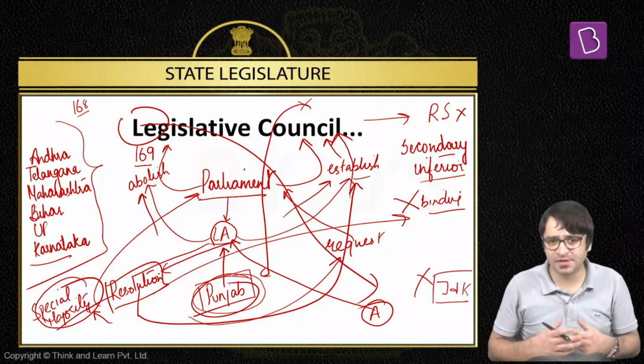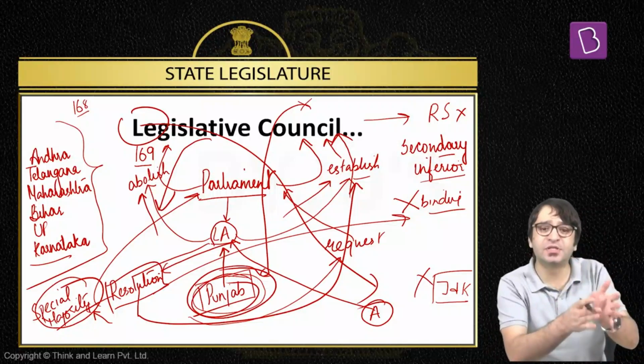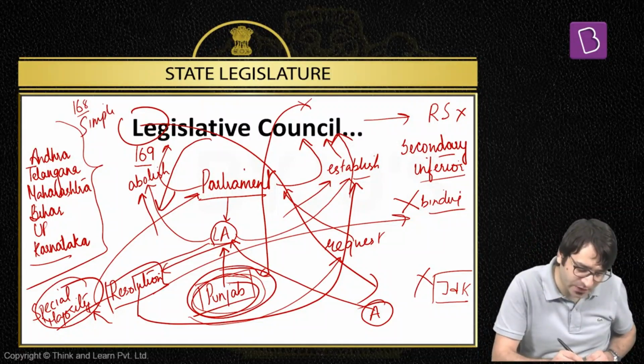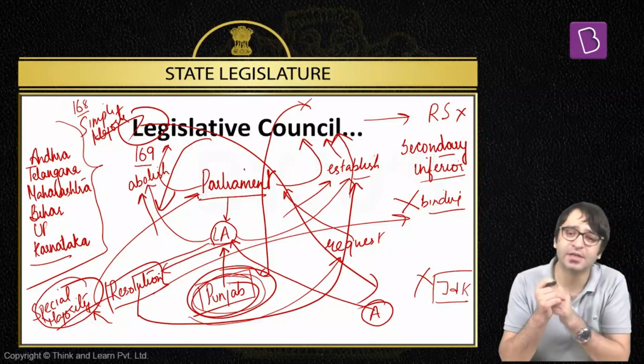Let's say, for example, Parliament accepts the resolution of Punjab. And what will Parliament do? Parliament will pass a law and establish a legislative council for Punjab. And this law will be passed by simple majority. Similarly, for Andhra Pradesh, Parliament may pass a law by simple majority and abolish the legislative council for Andhra Pradesh by a simple majority.